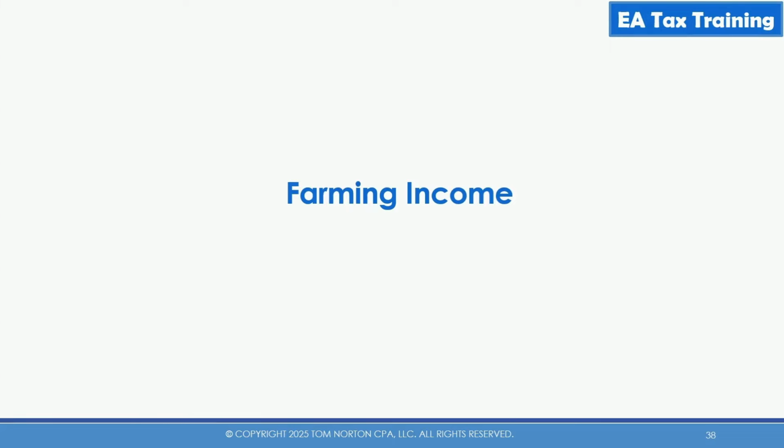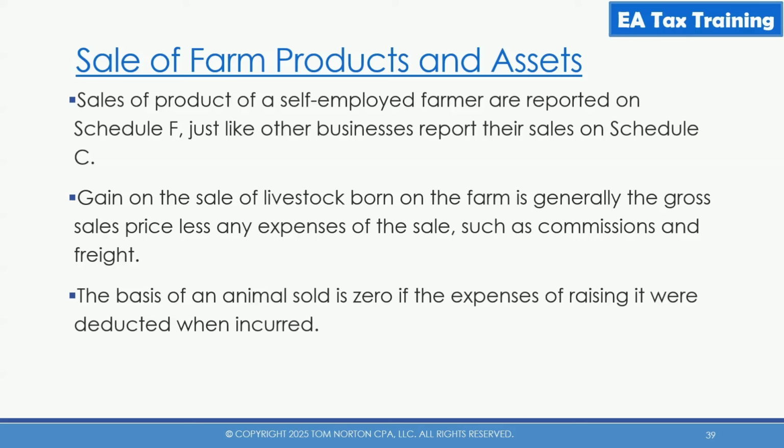Now let's talk about farming income. How do we recognize income in a farming business? For the sale of products and assets, the sales of products of a self-employed farmer are reported on Schedule F, just like any other businesses report their sales on Schedule C.